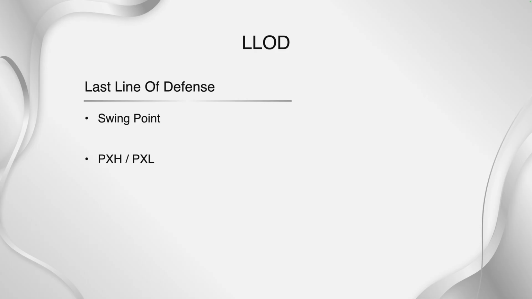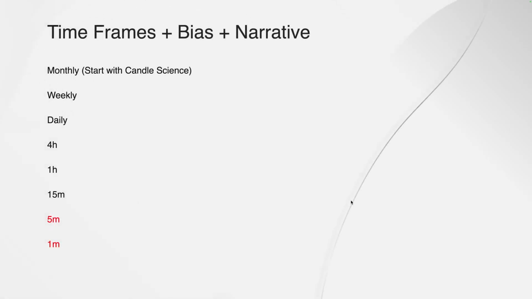So understanding this, of course, also comes with an understanding of timeframes. We need to now understand how we want to combine those timeframes to get to the understanding of bias and narrative. So where do we actually start? We start off with the monthly.